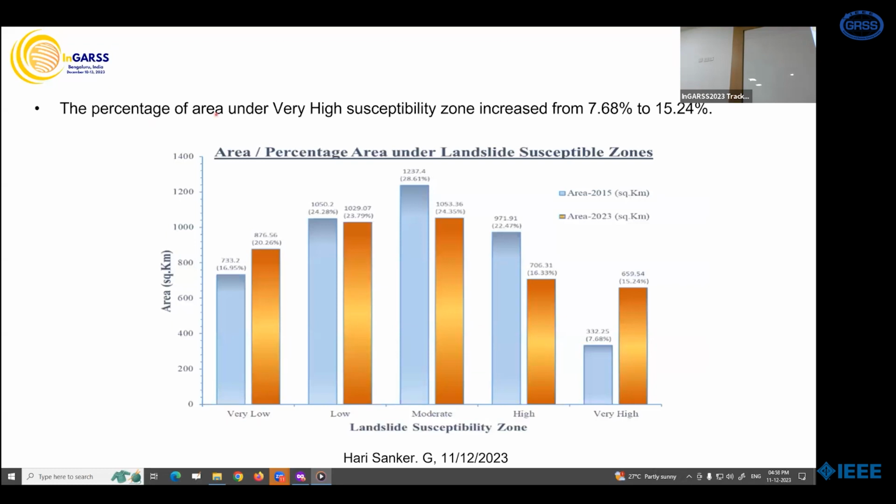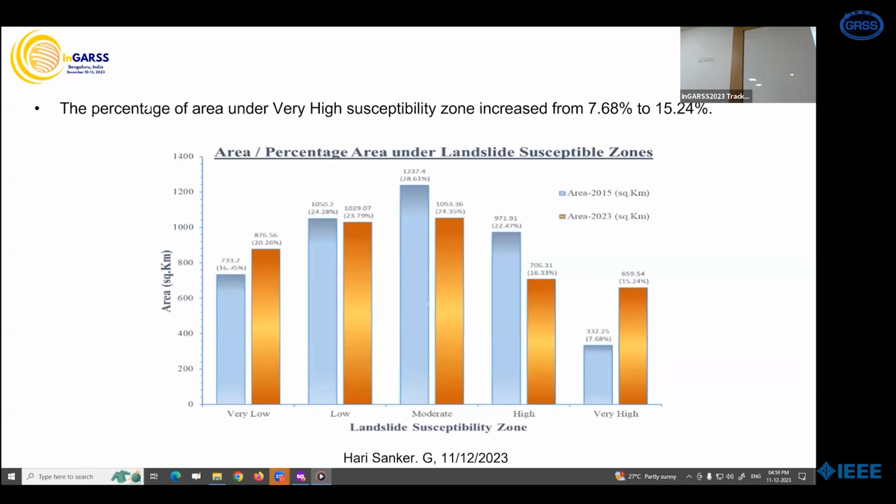The percentage of area under the very high susceptibility zone increased from 7.68% to 15.24%, which is almost double the original value over the last 8 years. There was also an increase in the very low susceptibility category over the time period that we chose, while there was a decrease in the low, moderate, and high susceptibility classes, which suggests a conversion from all of these classes to the ones that have had an increase in their percentage of area.